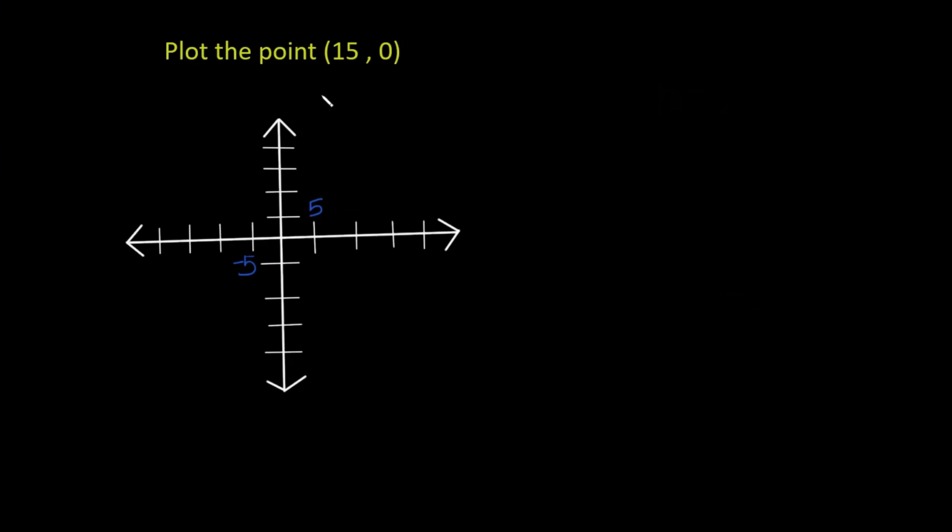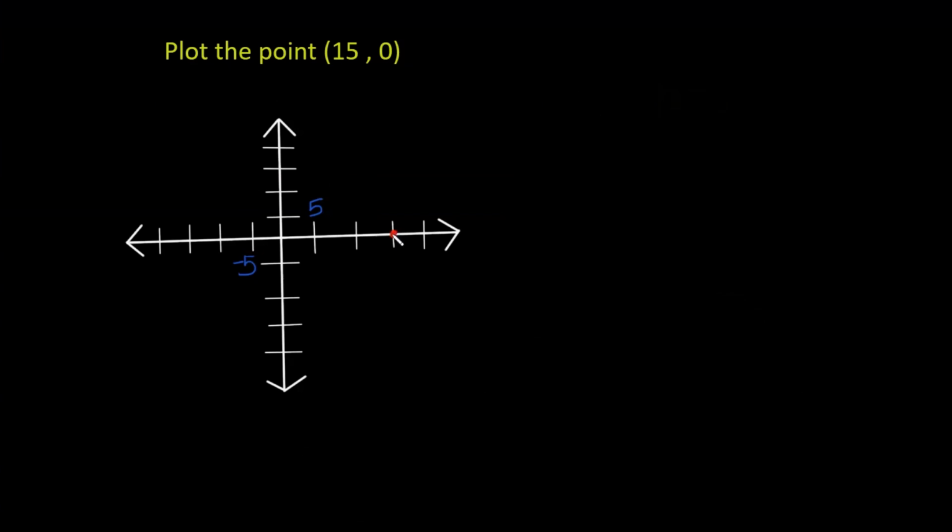We want to plot the point 15, 0. So let's just start with our x value. And in the x direction, we are going to go positive, and we're going to move 15. So keep in mind these are increasing by 5, so this will be 5, 10, 15. And that is our x direction right here. This is where the x lands.